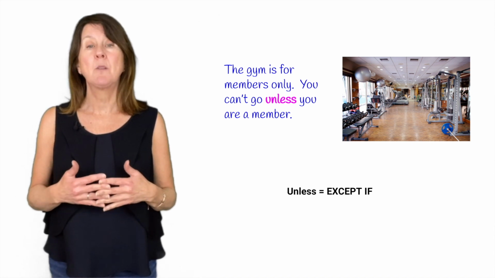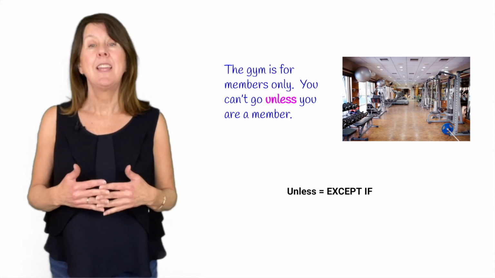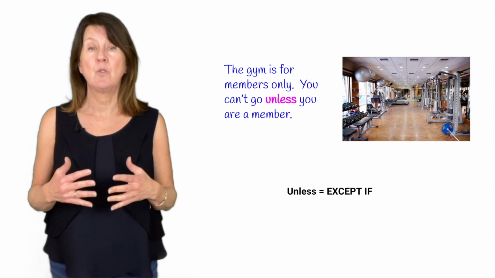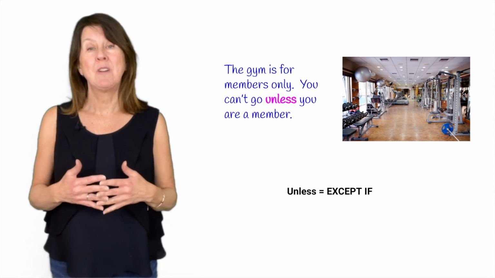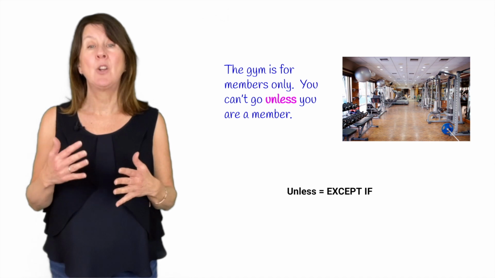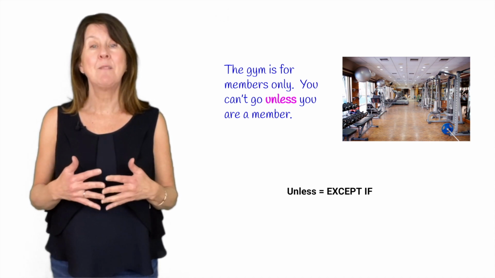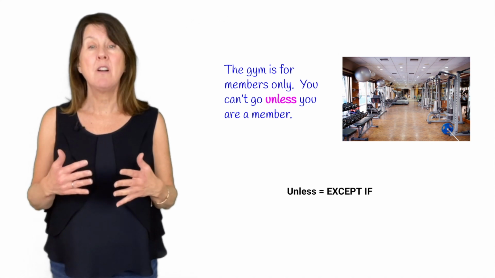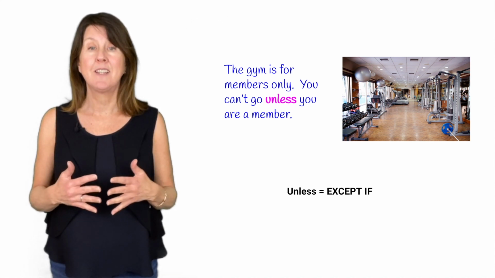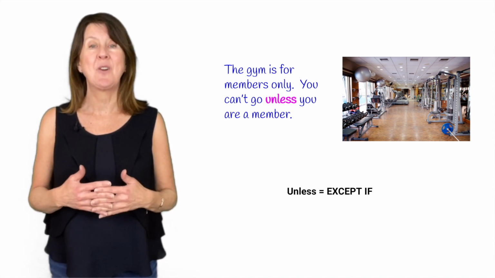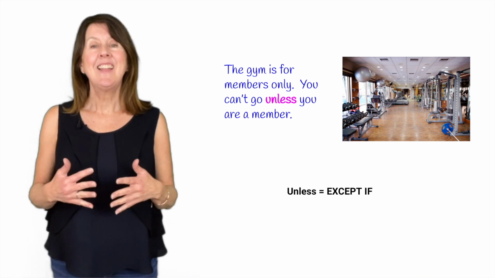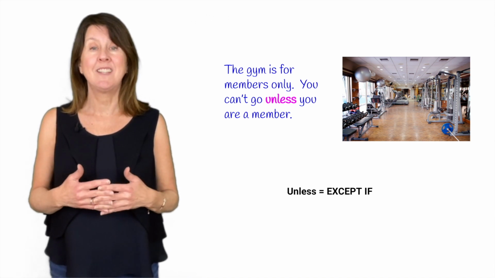Notice the clause which follows unless is a subordinate clause. In other words, it needs a main clause to make a complete sentence. And here the main clause, you can't go, comes first, so we don't need a comma. Let's look at some example sentences.